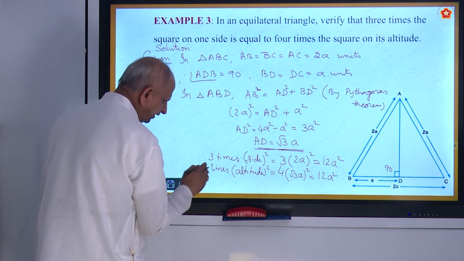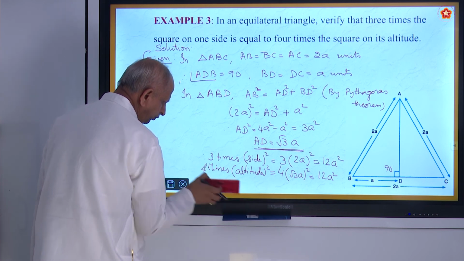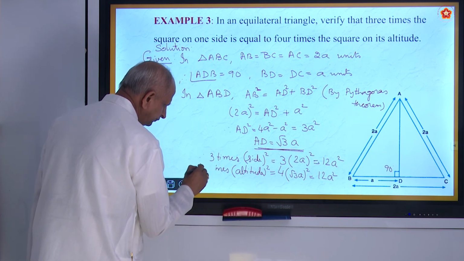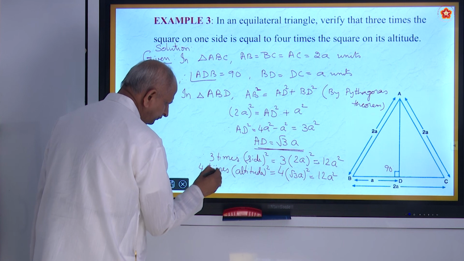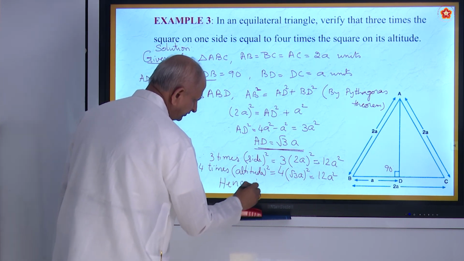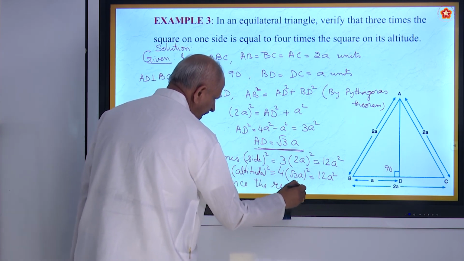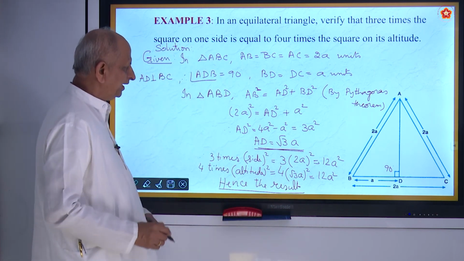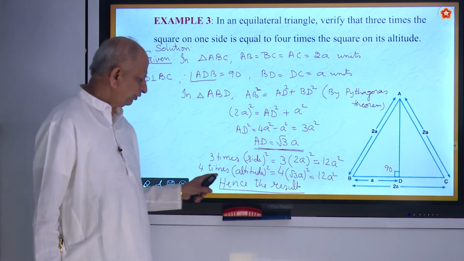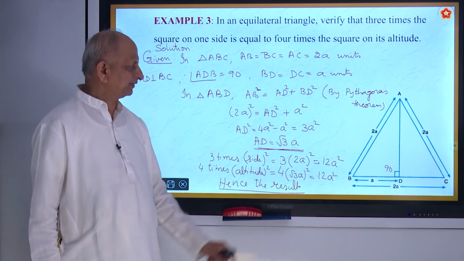No need of writing once again. 4 times the altitude. Okay, hence the proof. Hence the result or proof, you can write. You are asked to prove that 3 times this side square is equal to 4 times the altitude square. So both are equal. Hence the result.